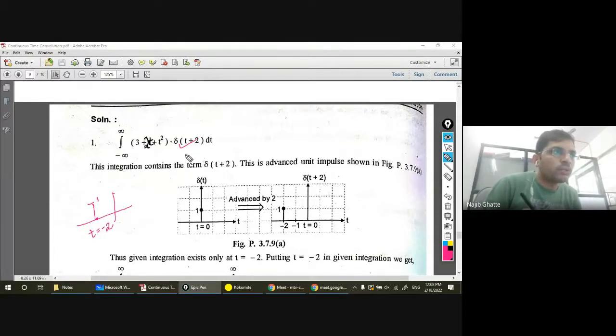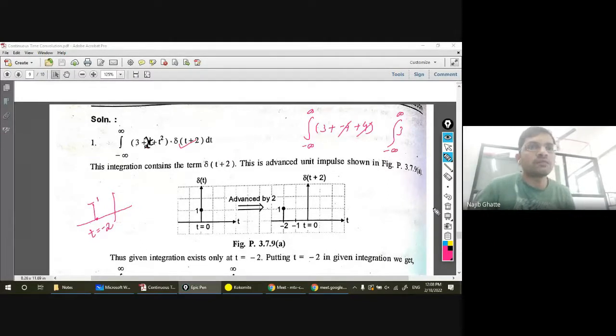Now what you have to do? Everywhere at t you have to substitute t equal to minus 2 and then you have to solve the integration. So what will be the answer of this, sir? I'll be writing here 3 plus 2 into minus 2, minus 4, plus 2 squared, 4. What I get is the integration of 3, running from minus infinity to plus infinity.